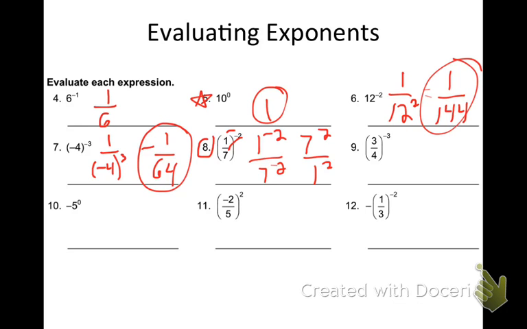49. What's 1 squared, Joe? 1. 49 over 1 gets me? 49. Good work, sir. Okay. Using that same work, take a couple seconds, try the next 4 on your own.